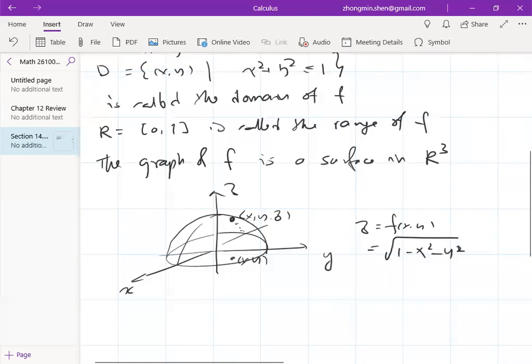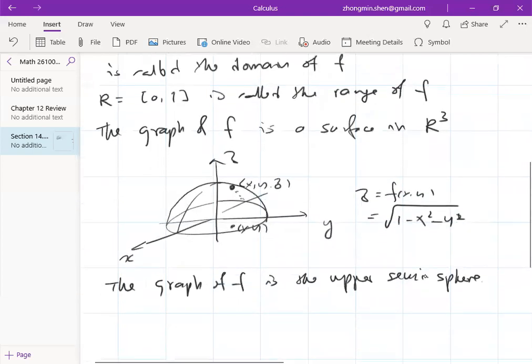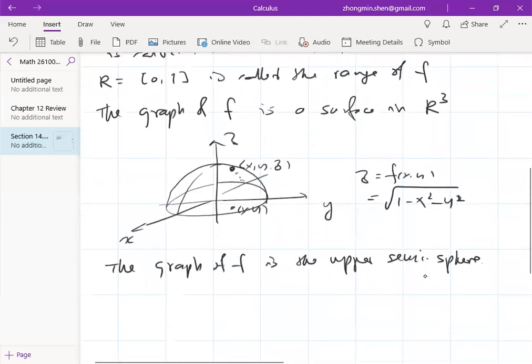Yeah, this is the upper hemisphere. Okay, so the graph of f is the upper hemisphere for this particular function. And near the circle, the z value is very small, right?